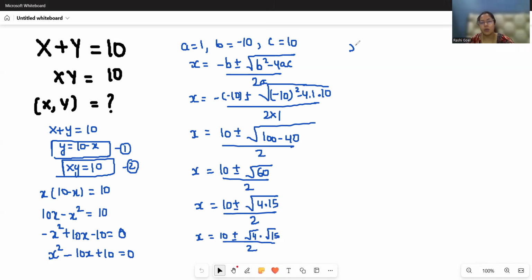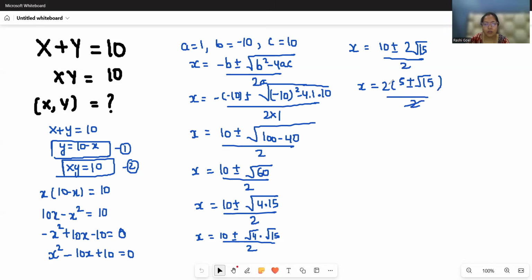So x equal 10 plus minus root 4, we can write it as 2 root 15 by 2. So if I take 2 as common, 5 plus minus root 15 by 2. So it will cancel out. x equal 5 plus minus root 15. So x1 is 5 plus root 15 and x2 is 5 minus root 15.